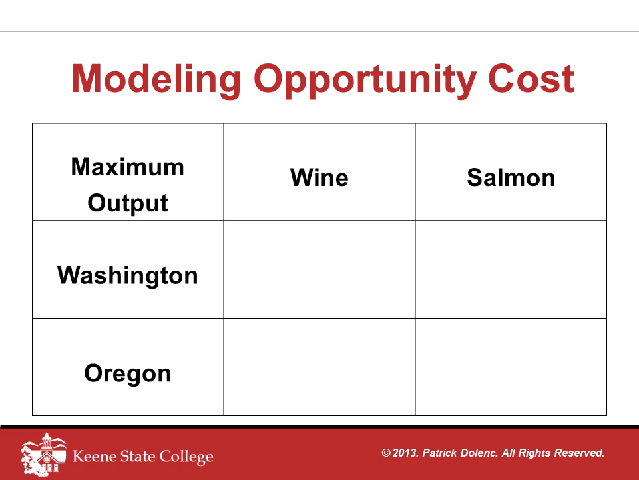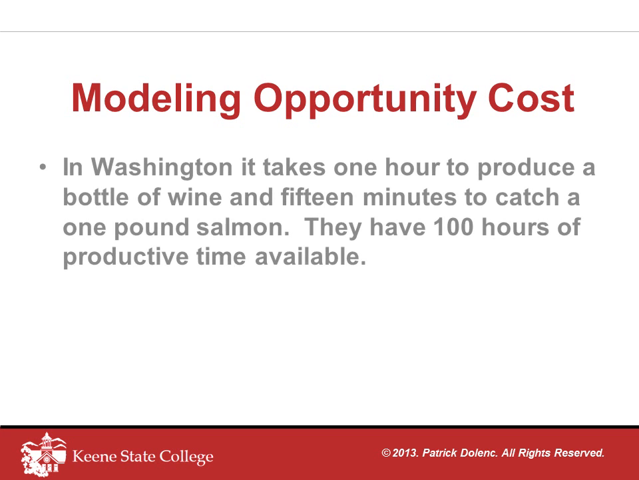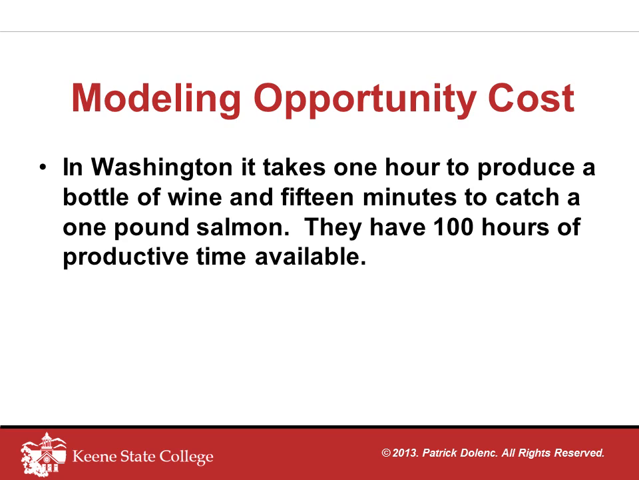The following table will be used for taking specific productivity information for each region and translating it into the maximum level of wine or the maximum level of salmon that can be produced in Washington and in Oregon. We will start our story with the state of Washington. In Washington, we assume that it takes 1 hour to produce a bottle of wine, but only 15 minutes to catch a 1-pound salmon. We assume that Washington has 100 hours of productive time available.